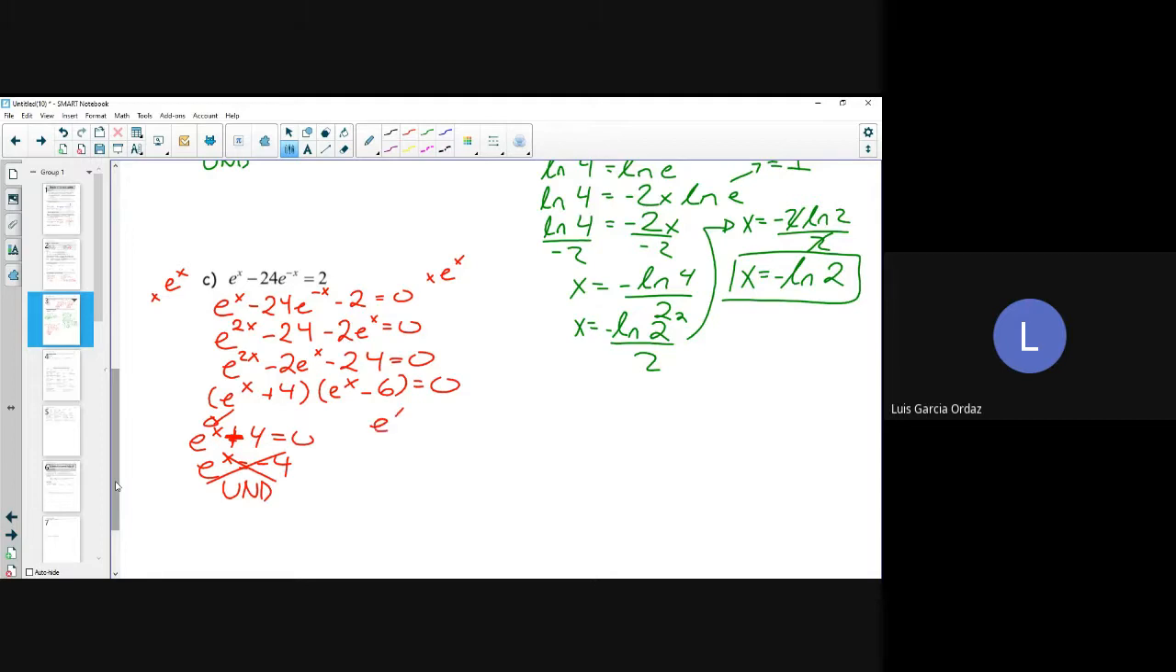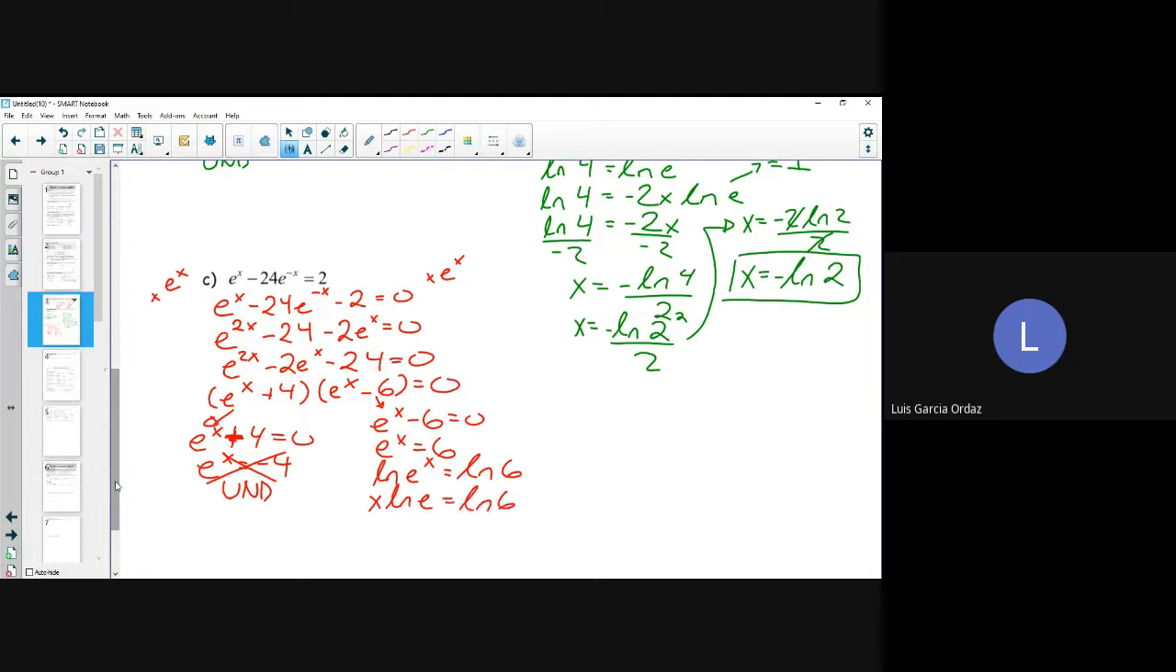Now I get e to the x minus 6 is equal to 0, so e to the x is equal to 6. Now, let's figure out what we can do. Let's take the ln of both sides. Ln of e to the x is equal to ln of 6. We can't really do anything to my right side, but I have the power rule on my left side. So I can take x times ln of e is equal to ln of 6.